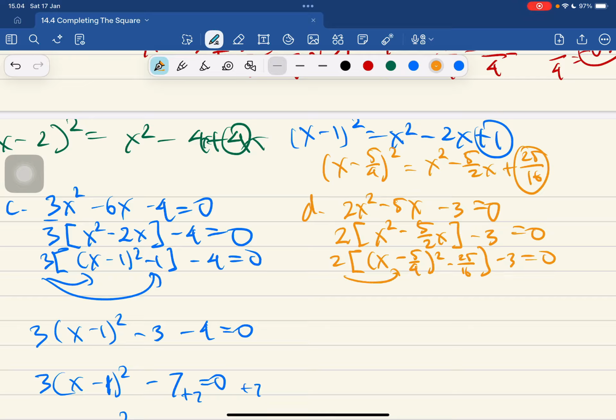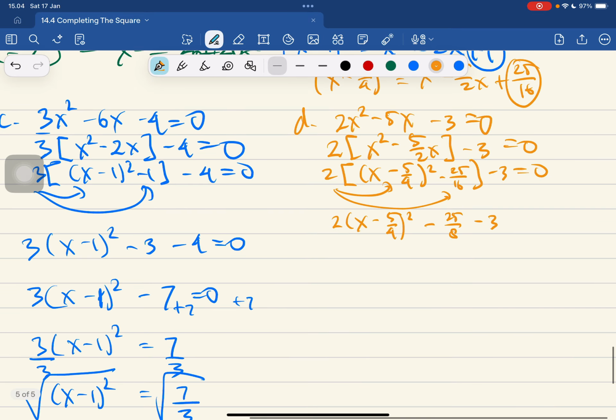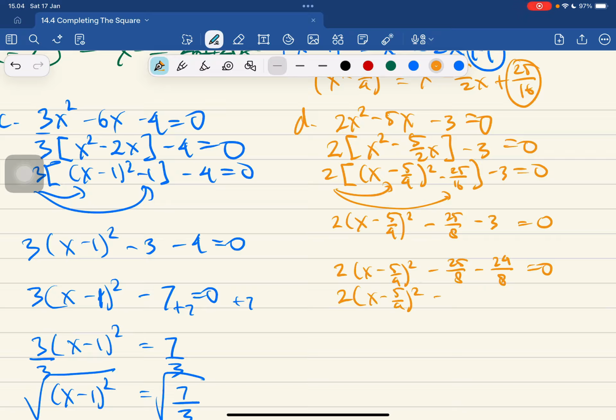We will expand it, so it's 2 times x minus 5 over 4 squared minus 2 times 25 over 16, which is 25 over 8, then we minus by 3 is equal to 0. So let's continue. 2 times x minus 5 over 4 squared minus 25 over 8 minus this, we have to make it over 8 again. So 3 times 8 is going to be 24, equal to 0. So continue. 2 times x minus 5 over 4 squared minus 49 over 8 equal to 0.